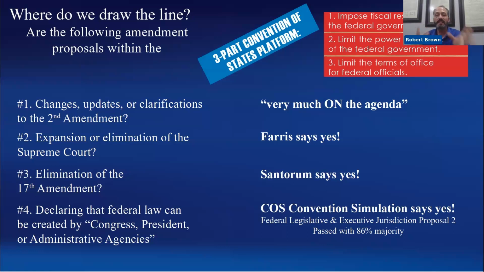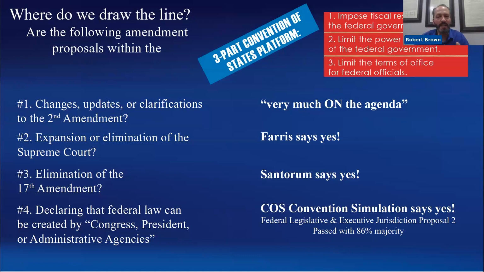It was designed to give the states power to overturn federal law created by Congress, the president, or the administrative agencies. And in the same breath as trying to give the states more power to overturn federal law, they gave the federal government more power to create law faster than the states could ever overturn them. There's a huge problem there. And it passed, as I have on the screen here, with an 86% majority.